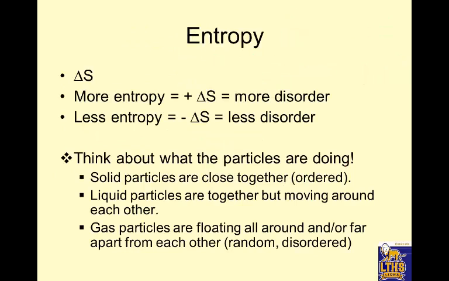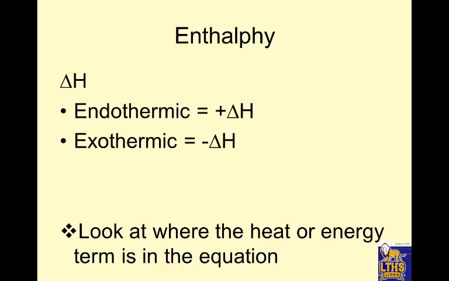Just to review, what is entropy? Entropy is delta S. What does it mean? It means the system gets more random for positive delta S. The system gets less random for negative delta S. So think about what the particles are doing. Solid particles are close together, so they're ordered, so that is not random. That's a decrease in entropy. Liquid particles are together, but they're moving around each other. That's more entropy. Gas particles are totally random. That's the most entropy.